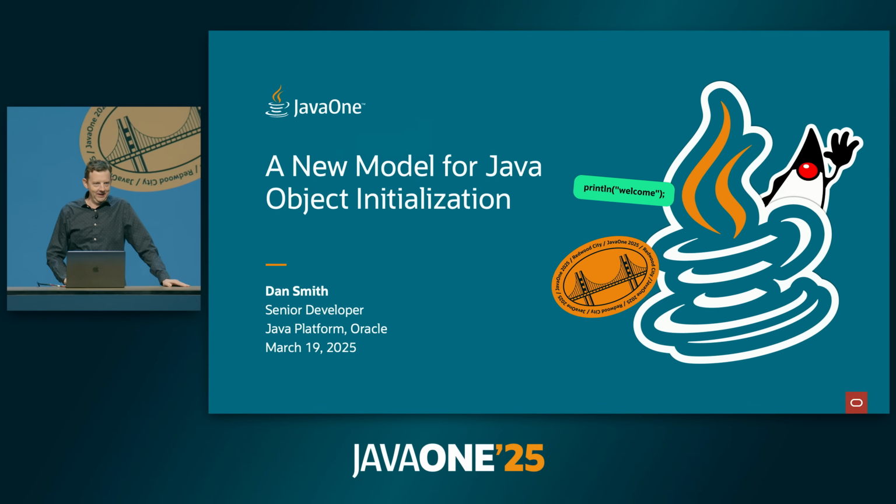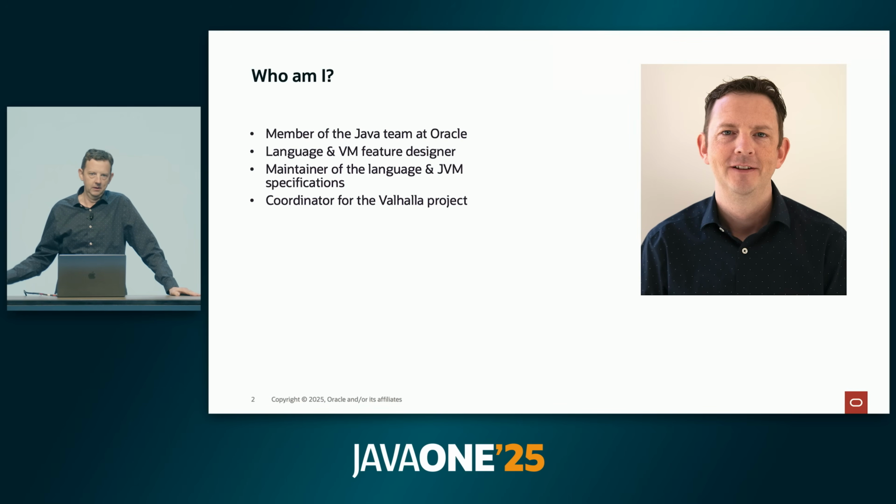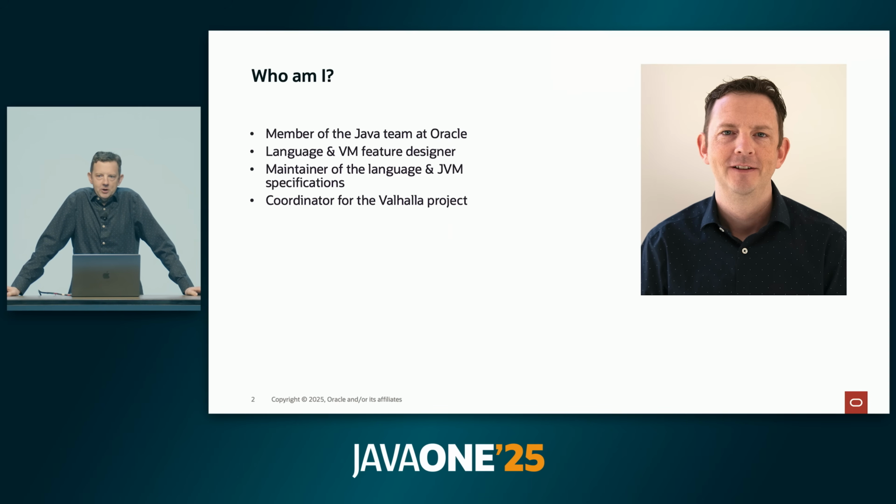I want to start today by just introducing myself a bit. My name is Dan Smith. I work on the Java team at Oracle. I've been involved in language and VM feature design over the last 15 years. So I worked on the Lambda project, a lot of different Amber features, and Valhalla.